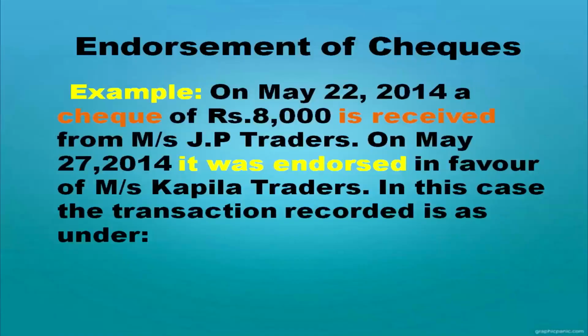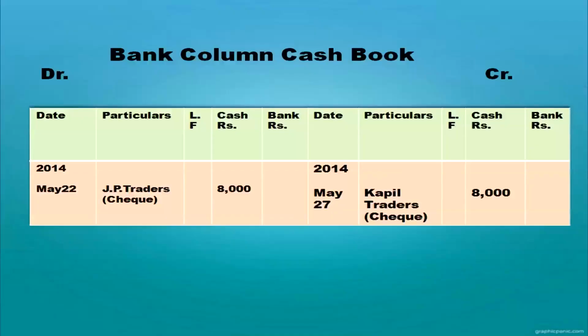Example, on May 22nd, 2014, a check of rupees 8,000 is received from Messrs. JP Traders. On May 27, 2014, it was endorsed. It was given in favor of Messrs. Kapila Traders. How will you record it in the cash book? When you have received a check from JP Traders, you record it on the receipt side, to JP Traders, date May 22nd, amount in the cash column 8,000. When you have endorsed it to Kapila Traders, then you record on the credit side by Kapila Traders, May 27, amount in the cash column.